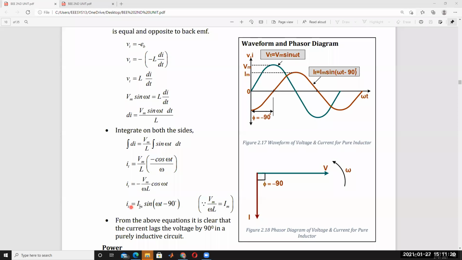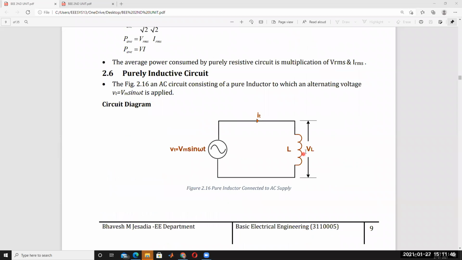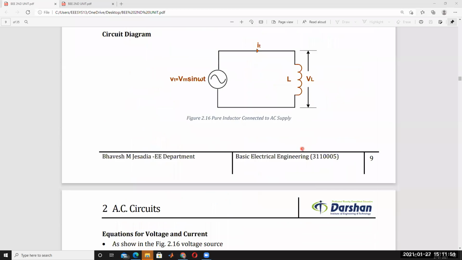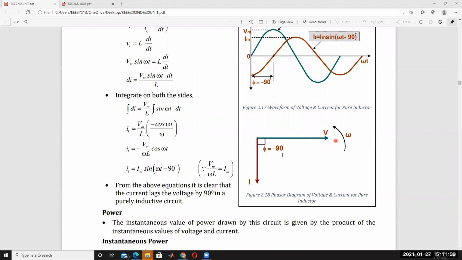Because current i of t is equal to Im sin omega t minus 90 degrees, that means the current is lagging. Current lags the voltage V by 90 degrees. Otherwise, voltage leads the current by 90 degrees. That means across the inductor, current lags. Understood? Current lags the voltage by 90 degrees, but the voltage remains the same.